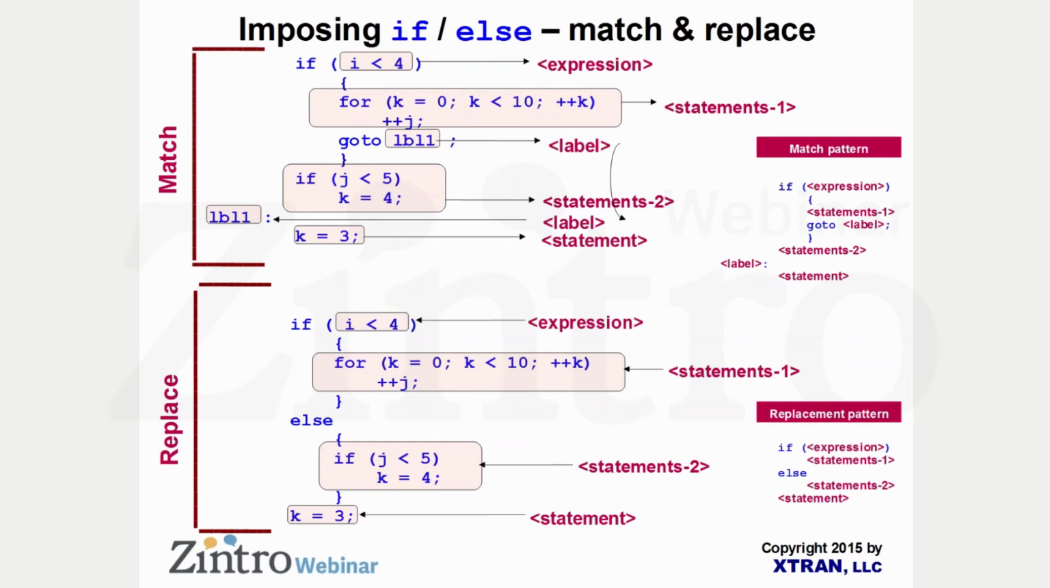If we do get a match, we can then replace it with our replacement pattern, with all of those meta things in the replacement pattern bound to whatever matched in the original code. That's how we do pattern matching and replacement.